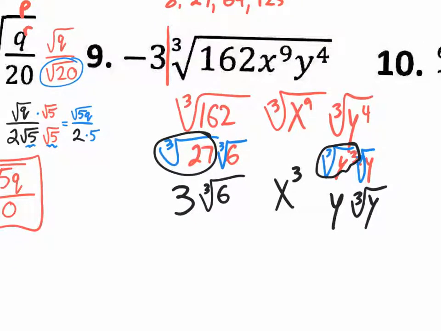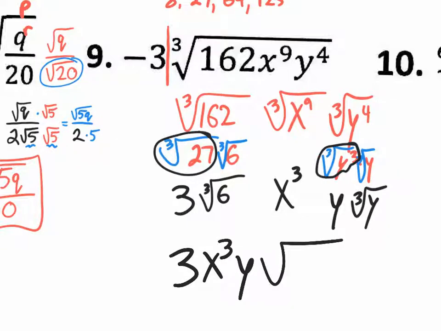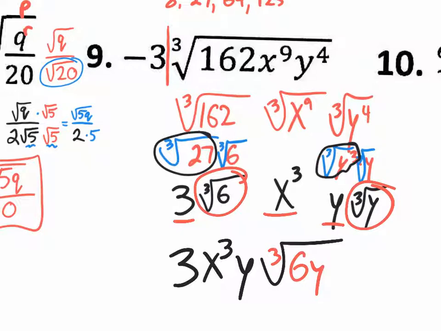So let's put our answer together. 3x to the 3rd y. And we're going to put the cube roots together, right? We got the 3x to the 3rd y. Now let's put this cube root and that cube root together. So we have the cube root of 6 and y together.